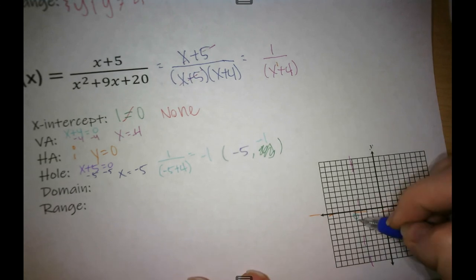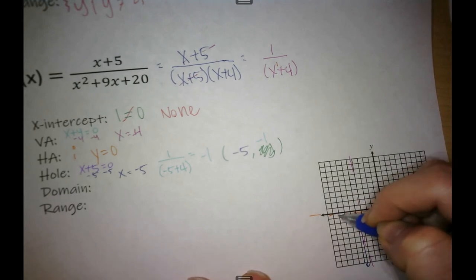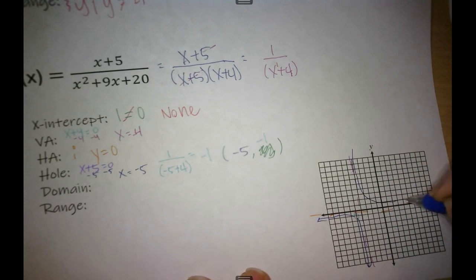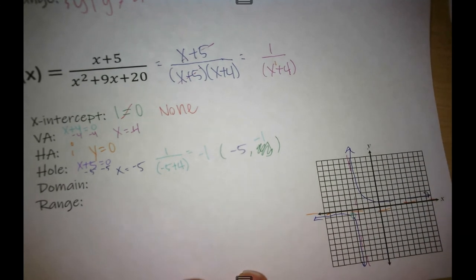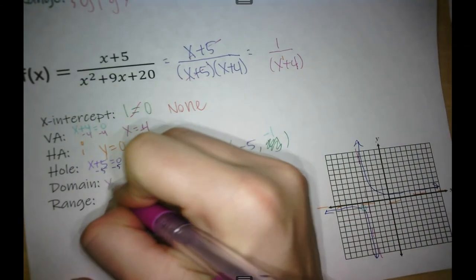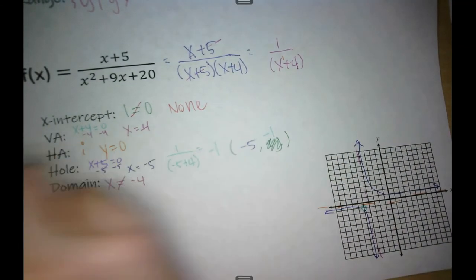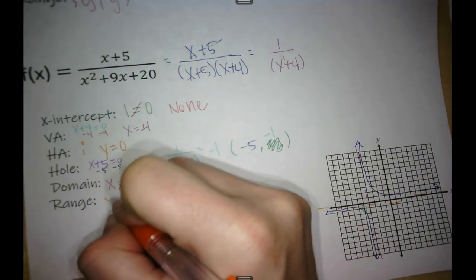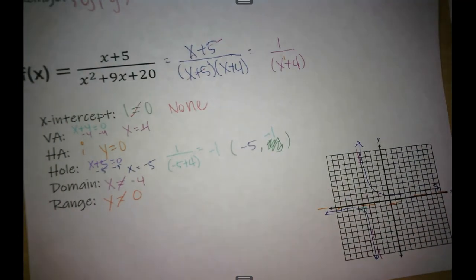So this means this graph looks like this. It comes close to that point, but it never hits it, okay? Again, what's our domain? X does not equal negative 4, and range y does not equal 0. All right, this is a lot of information. It's a lot of new and different things, so let me know when you have questions.